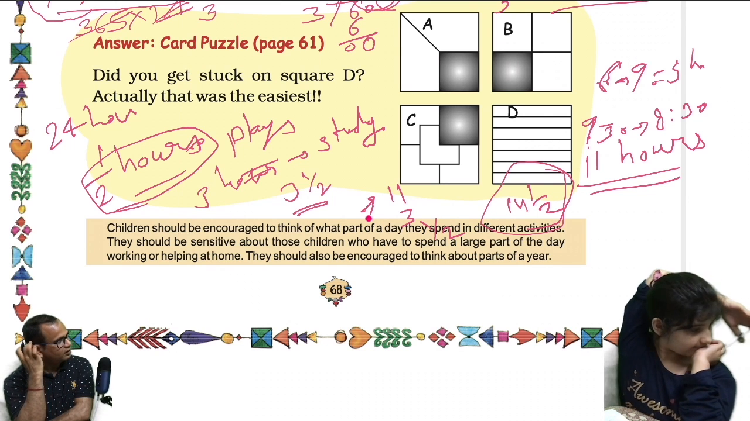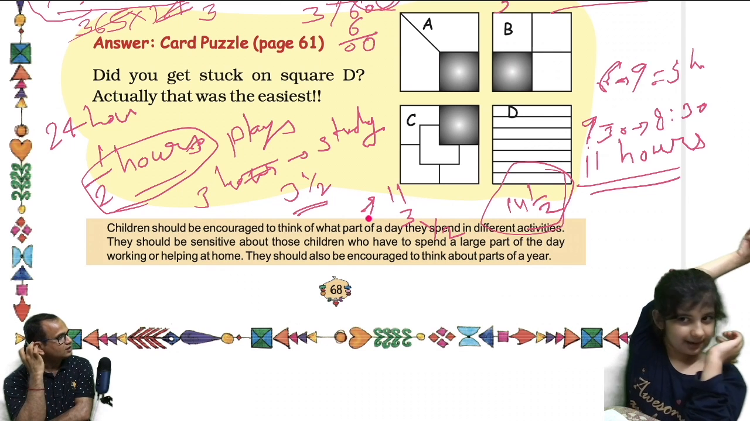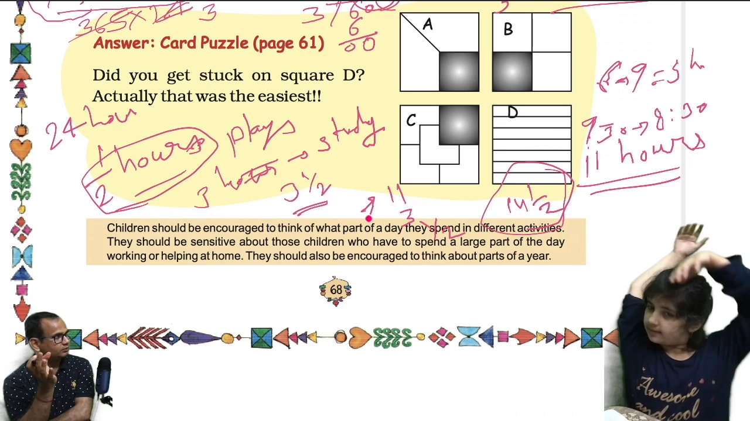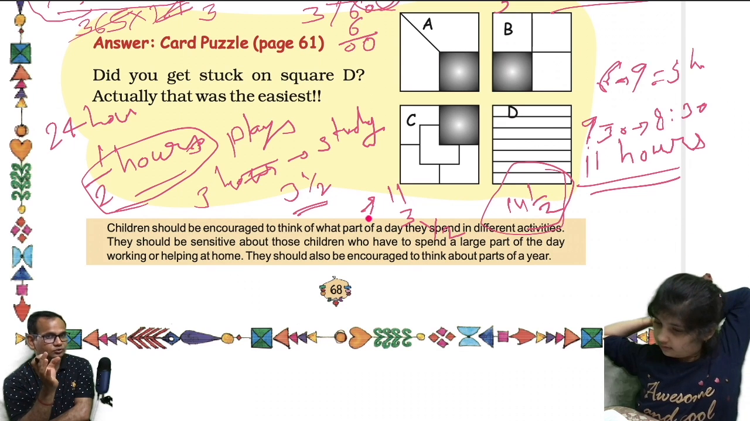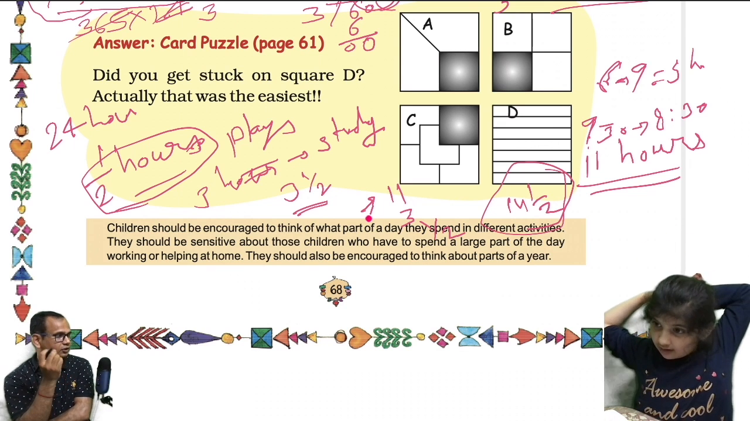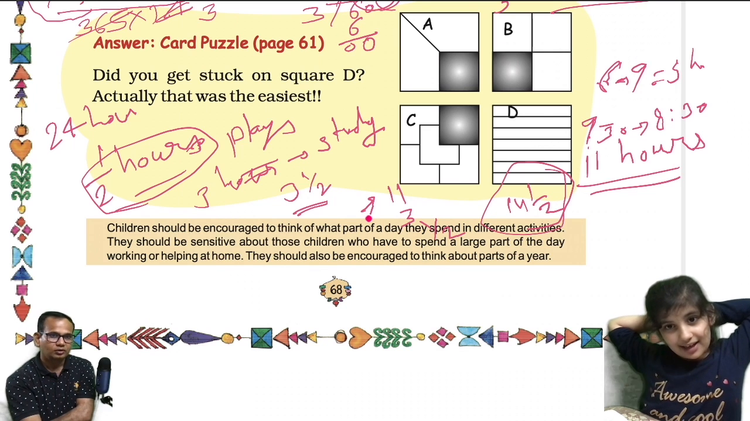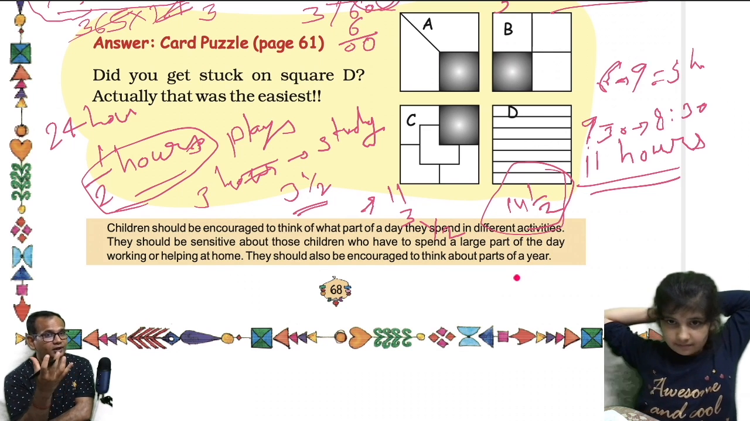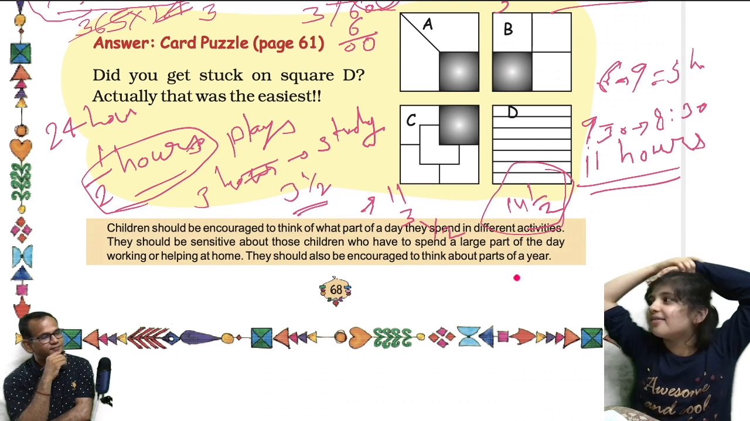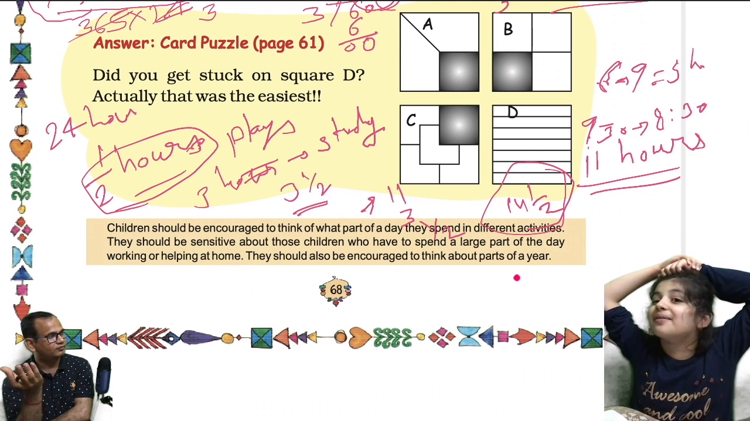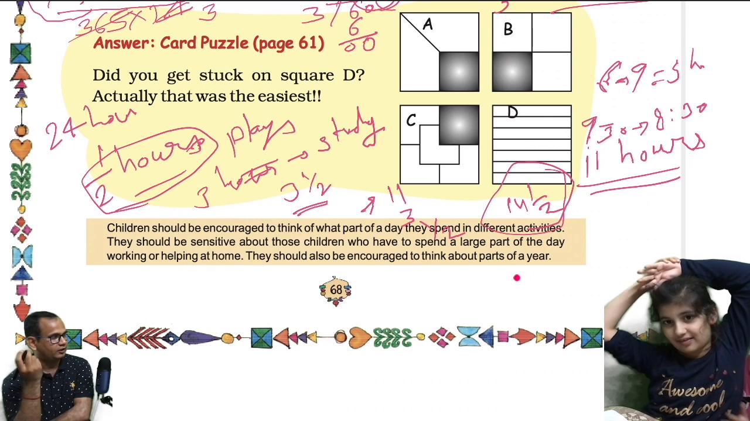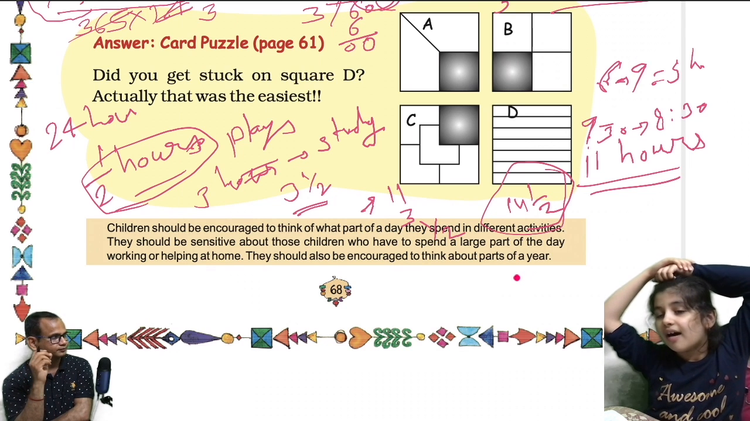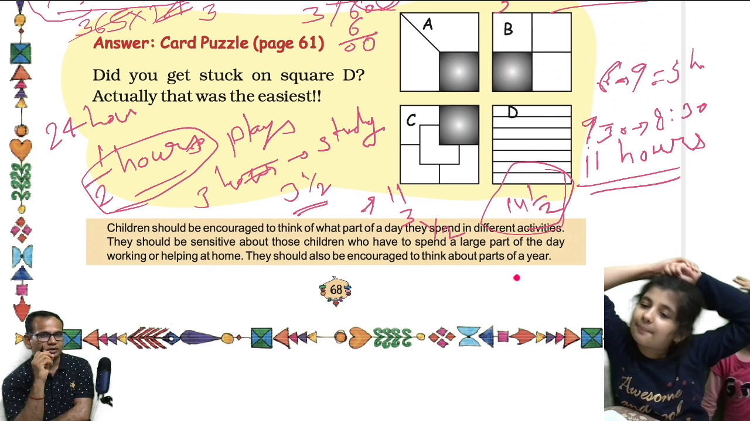Havisha, listen to me. 11 hours you slept. So what part of the day you slept? You have to calculate. Oh, 11 by 24? Yes. And what part of the day you studied? 3 by 24. So that means 1/8. 1/2 hour I played.